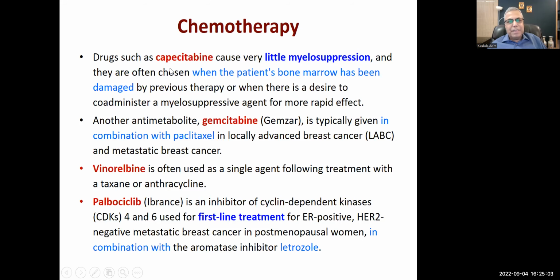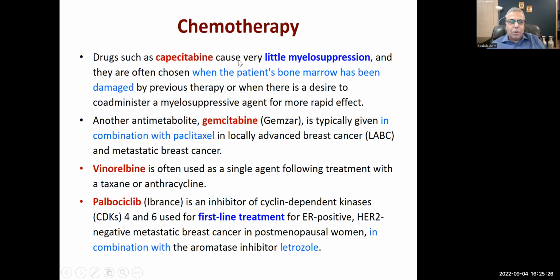Drugs such as capecitabine. Capecitabine is an oral drug. You did in your pharmacology that most of these drugs are given intravenously, these chemotherapeutic drugs. But capecitabine is given orally. It's a sort of a prodrug inside the body. It is converted to 5-fluorouracil, okay?